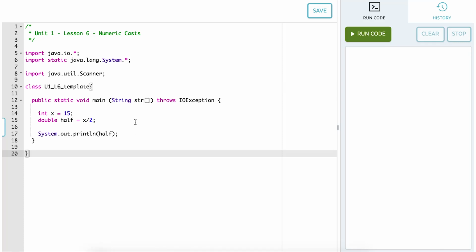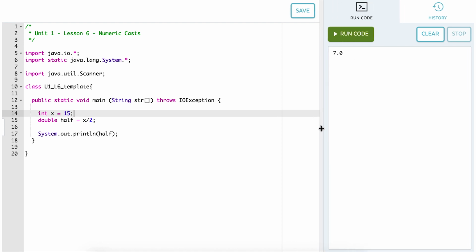Okay, folks, so here we have a short little program that's going to divide an int in half and then print out the half. Let's see, we declare our int, we divide it in half and save that as a double, and then we print it. Let's try this. 15 divided by 2, and we got 7.0.